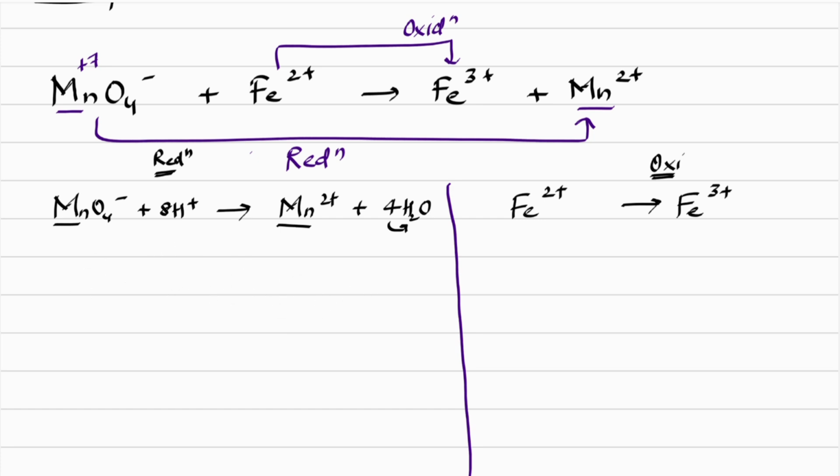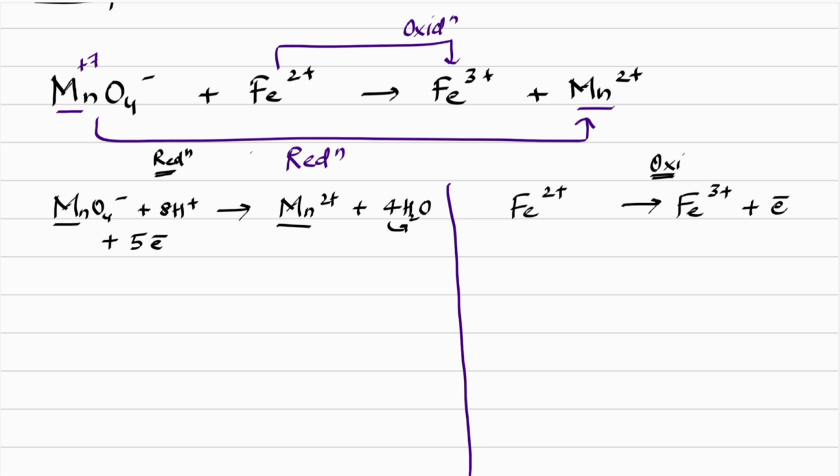Let's add 5 electrons on this side. In the oxidation half reaction, on the left hand side, that is the reactant side, we have 2 plus charge, and on the product side we have 3 plus charge. So these charges can be made equal if we added 1 electron on the product side.